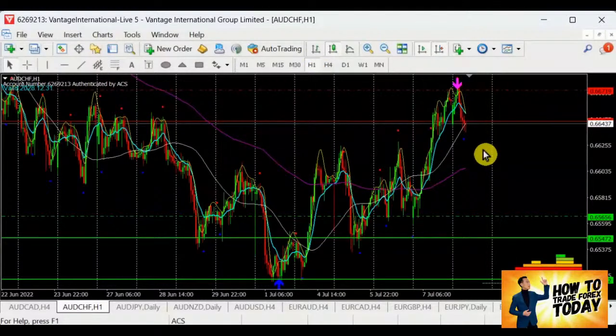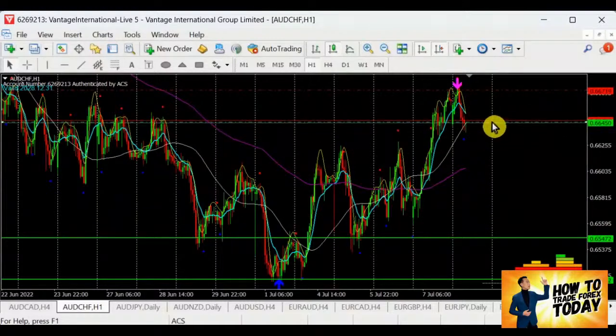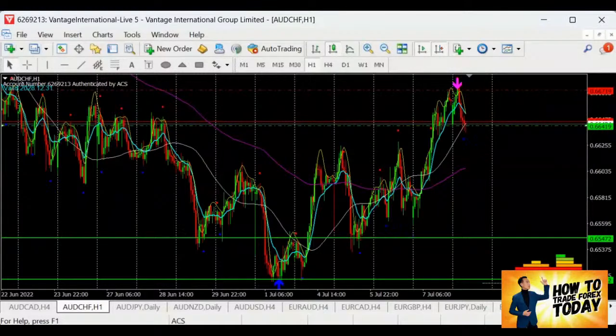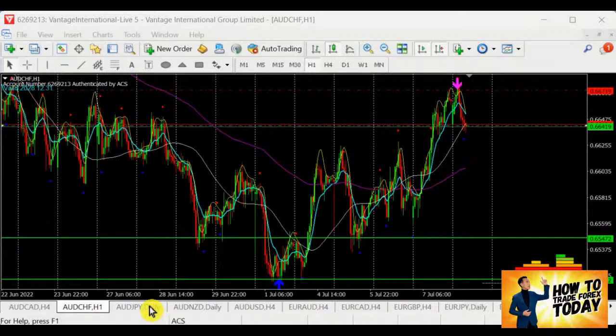Aussie franc, I will prefer to wait, because right now, as you can see over here, we have a very minor support. If this minor support manages to break, then we will have another 20 pips. So Aussie franc, yes, we can pay attention to this for selling. All right, Aussie franc goes into my watch list.